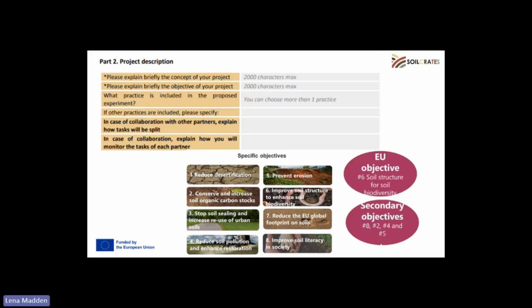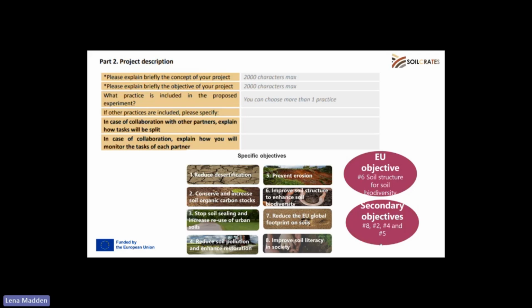So when we're talking about compaction, and we heard from many people that they're affected by compaction, that's exactly what you write in here. So improving soil structure, improving soil biodiversity, as well as objective 8, which is soil literacy.